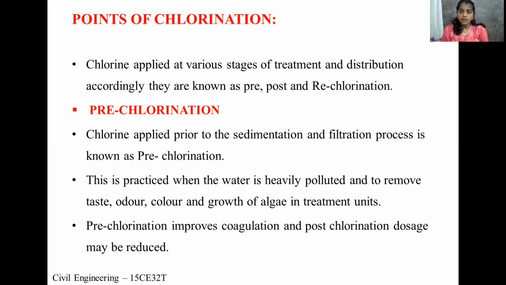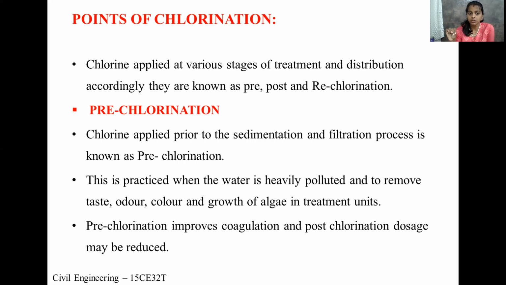Next, now till now we just noted about types of chlorination. Now we are going to study about the points of chlorination. Points of chlorination means at which stage we are applying chlorine. Now let us see at what points we are going to add chlorine and at what amount we are going to add chlorine. Chlorine is applied at various stages of treatment and distribution. Accordingly, they are known as pre, post and rechlorination.